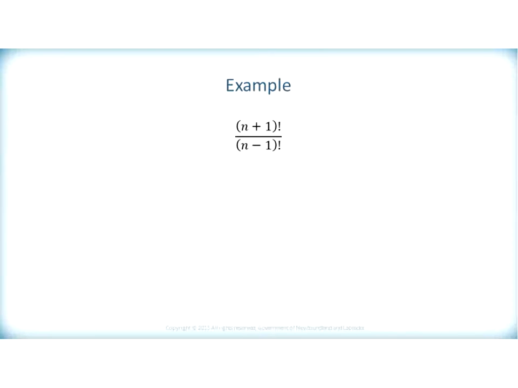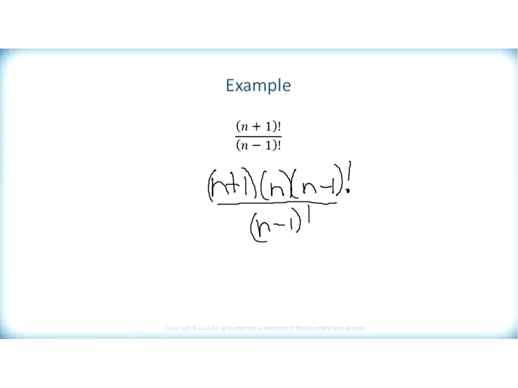If you would like, you can pause the video now. Try this one on your own. I will continue with the solution. N plus 1 times n minus 1 factorial, all over n minus 1 factorial. Once again, we can cancel out the n minus 1 factorial, and that would leave us with n squared plus n.